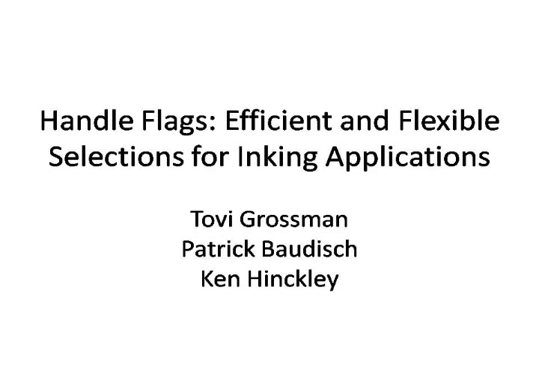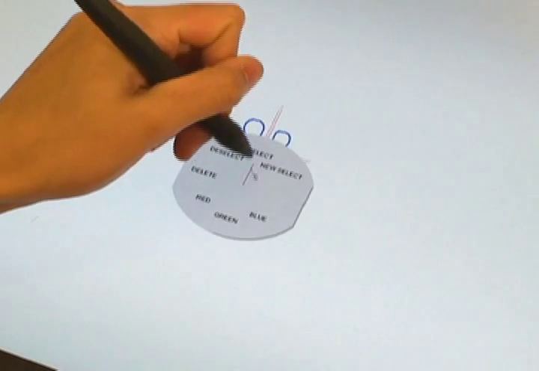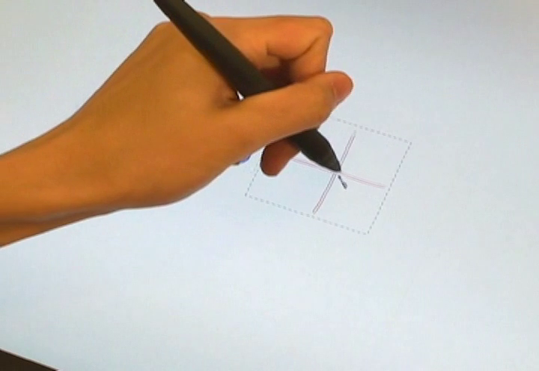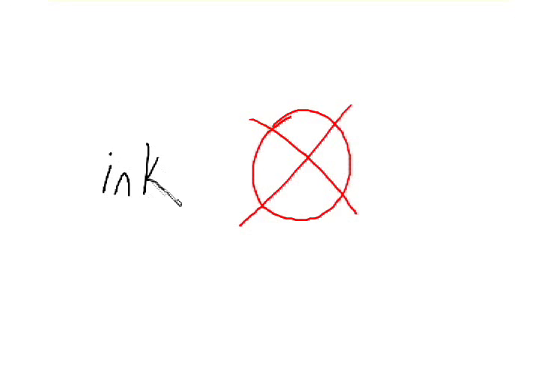In this video, we present handle flags, a new technique for pen-based interfaces. Handle flags provide an efficient mechanism to specify selections and perform commands in inking applications where the default mode would interpret pen input as ink. Handle flags are localized and do not require the use of any supplementary buttons.